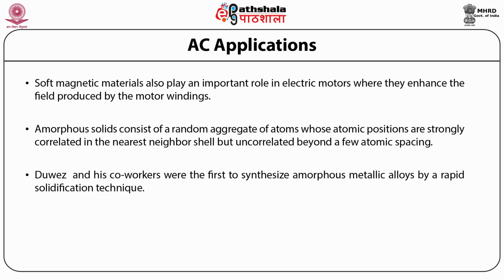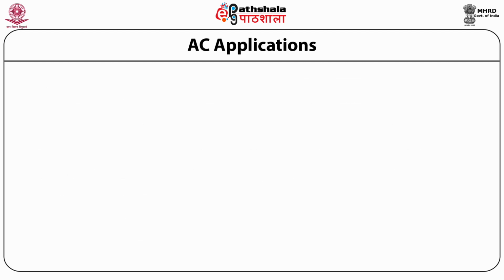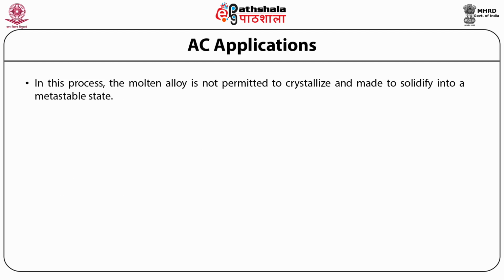One is rapid solidification, for example melt spinning, and the other is mechanical alloying. Rapid solidification is a non-equilibrium process and is based on the principle of cooling the molten alloy fast enough and far enough. In this process, the molten alloy is not permitted to crystallize and is made to solidify into a metastable state. Most of these metastable or supercooled liquids exhibit a glass transition and hence are also referred to as metallic glasses.